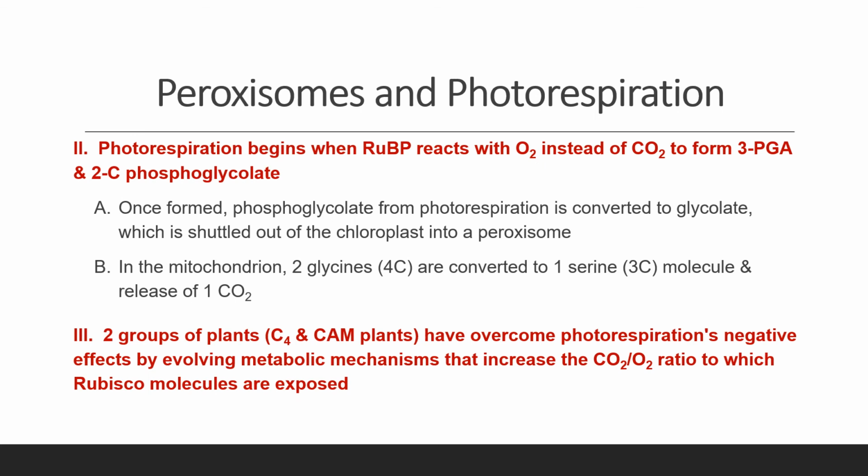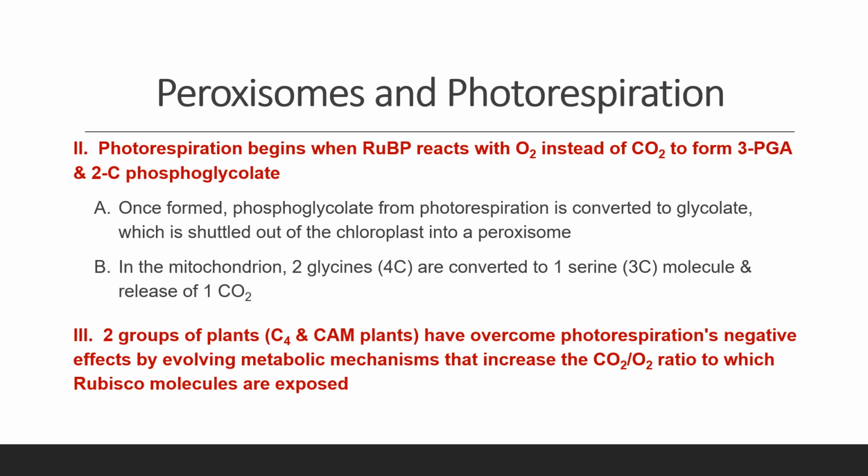So next, peroxisomes and photorespiration. Photorespiration begins when RuBP reacts with oxygen instead of carbon dioxide to form 3-PGA and 2-carbon phosphoglycolate. Once formed, phosphoglycolate from photorespiration is converted to glycolate, which is shuttled out of the chloroplast into a peroxisome. In the mitochondrion, two glycines, which is a 4-carbon molecule, are converted to one serine, a 3-carbon molecule, and they release one molecule of carbon dioxide.